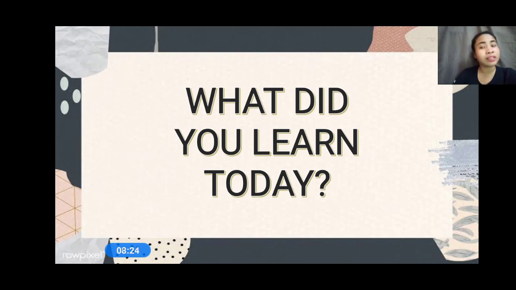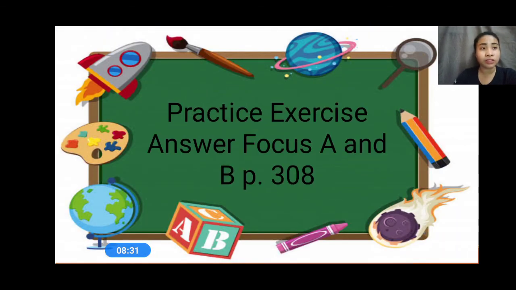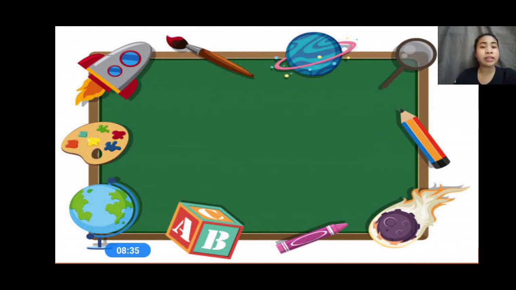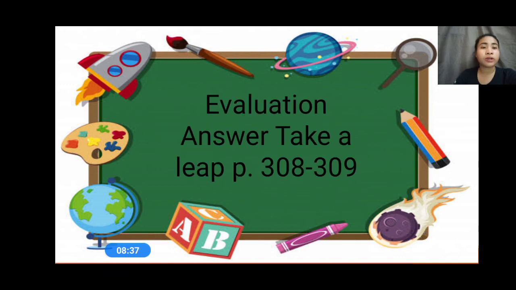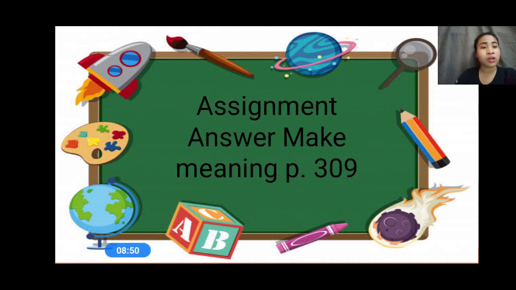Now, if you really did understand the lesson, then let us proceed to your practice exercise wherein you're going to answer Focus letters A and B, page 308. Okay? And here is your evaluation. You're going to answer Take a Leap, pages 308 to 309. So please don't forget to answer your practice exercise and your evaluation because I am going to check it. And here is your assignment. You're going to answer Make Meaning, page 309. Don't forget to do your assignment.